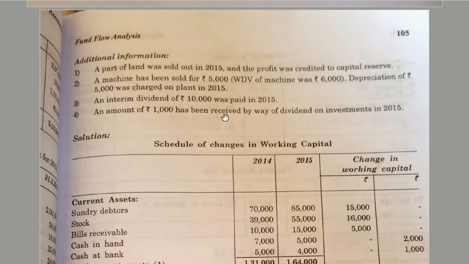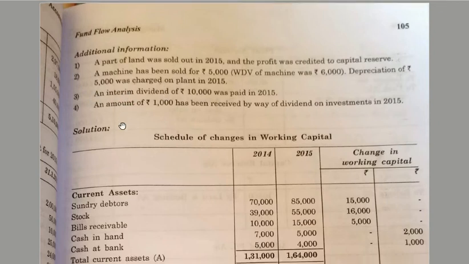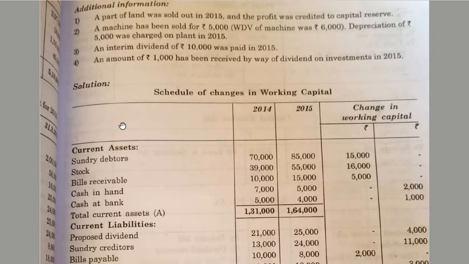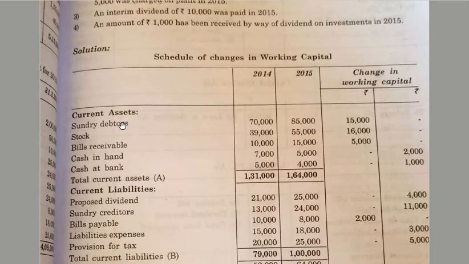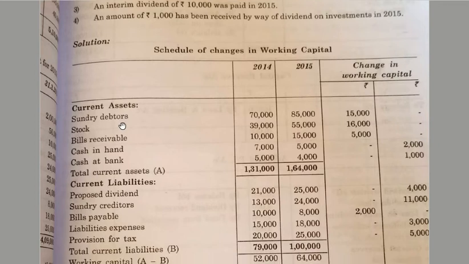An interim dividend of 10,000 was paid, so it will come in your adjusted profit and loss account and it will be an application of funds in your fund flow statement. An amount of 1,000 was received by way of dividend on investment, so it is dividend on investment received, an income, so it will come in your sources of funds.